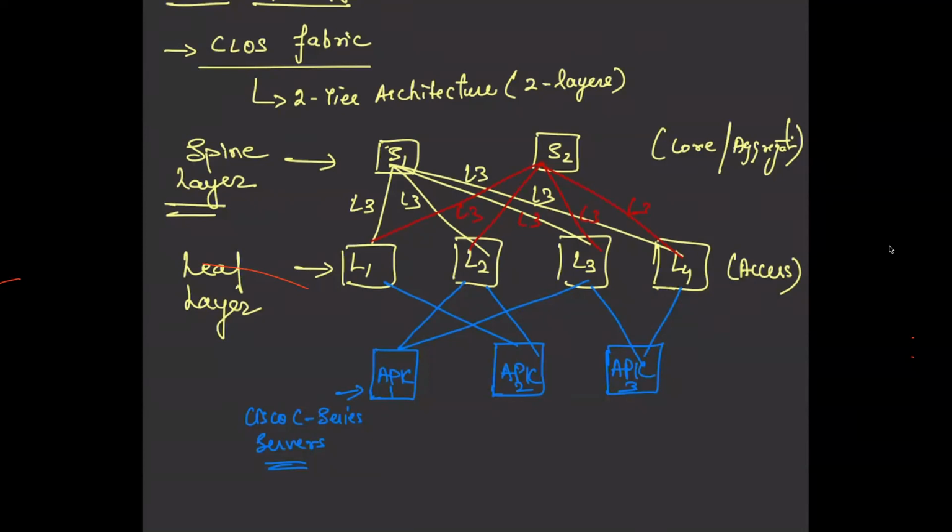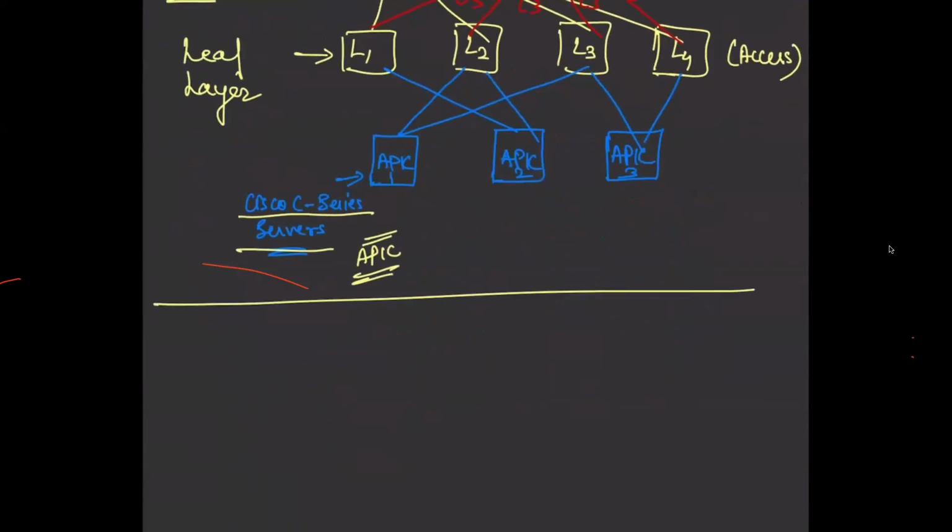Now let's discuss the devices. All these devices. I told you the APIC is going to be Cisco C series servers with the APIC software pre-installed on them, shipped directly via Cisco. What about the spine layer and leaf layer? For the spine layer and leaf layer, you will have the Nexus series, which are Nexus switches.